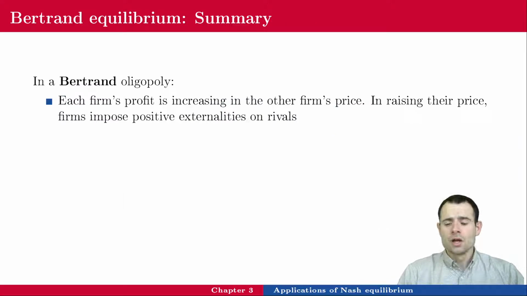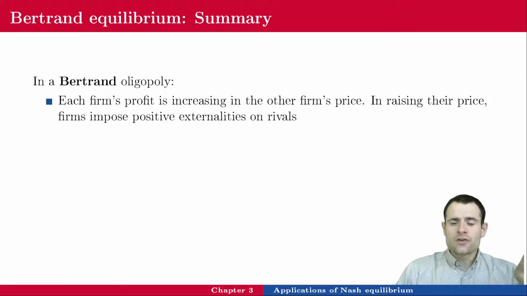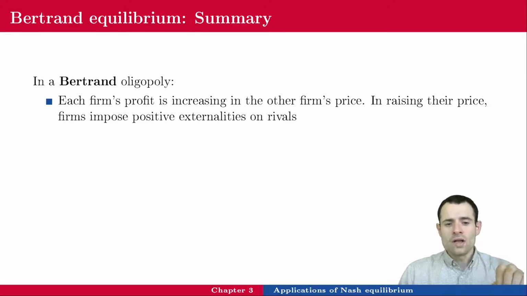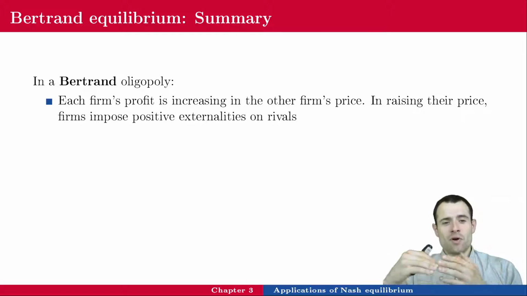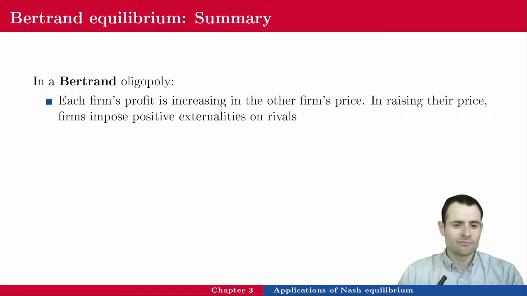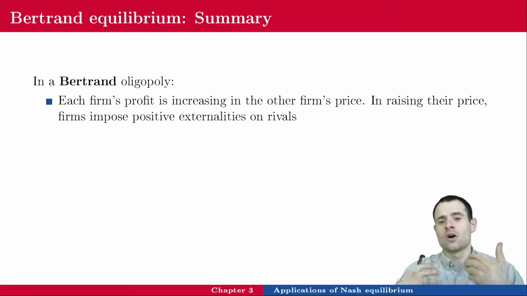So let's summarize. The same way we summarized Cournot, let's summarize Bertrand. In a Bertrand oligopoly, each firm's profit is increasing in the other firm's price. This is the opposite of what we saw with Cournot. Each firm's profit was decreasing in the other firm's strategy, the quantity. Now, if the other firm charges a high price, your profit is going to increase as well. You just charge a cent less, but you can charge a higher price because the competitor is charging a high price. So in raising their price, firms now impose positive externalities on rivals.